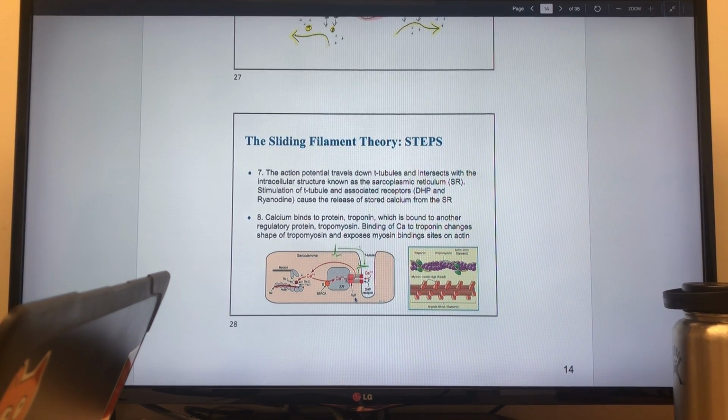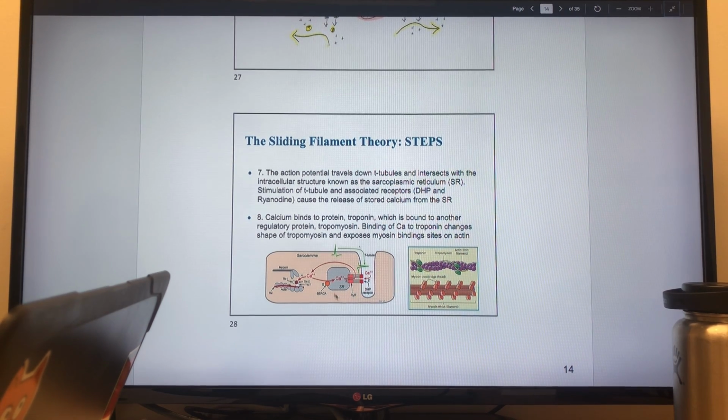Cool? Or your ryanodine receptor. That's like its actual name. Ryanodine receptor. Anyways, so the sarcoplasmic reticulum, SR, that's what I told you, will actually have stored inside of it a ton of calcium. What happens is the RYR will get the signal and it will shoot a bunch of this calcium out.